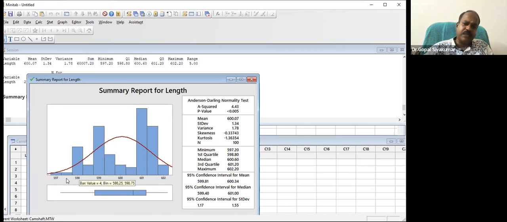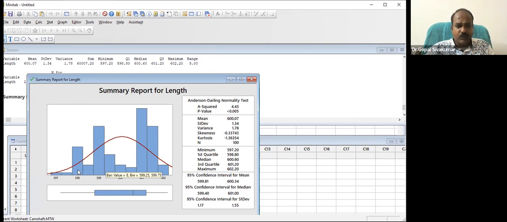But some of the camshafts are produced shorter in length. Some of the camshafts are produced longer. Probably they will have the chance of getting rejected. The shorter ones might get rejected. The longer ones also might get rejected, right? But in the center, what is there? This is what we actually want.